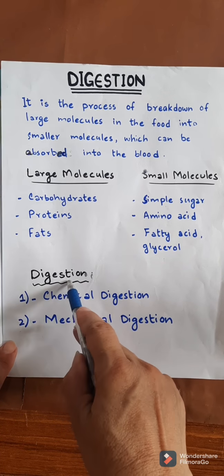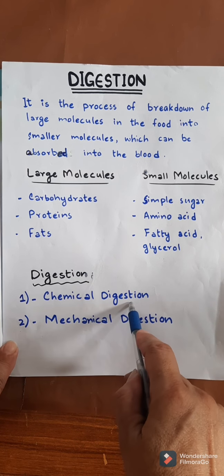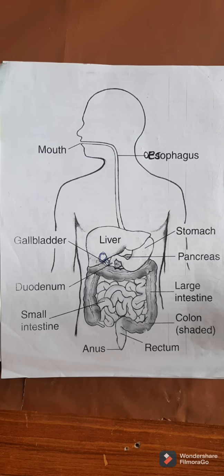Then you have learned that digestion is of two types: chemical digestion, which is brought about by the use of enzymes, and mechanical digestion, which is the physical breakdown of the food.